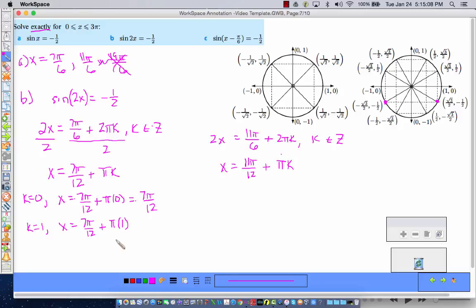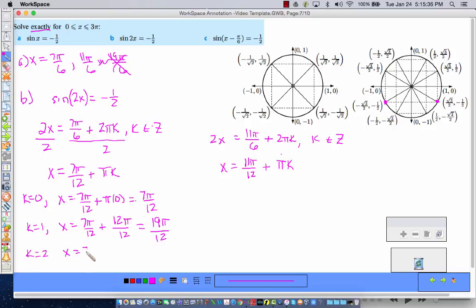Well, in order to add pi with a fraction of 12, I can rewrite pi as 12 pi over 12. And 7 pi over 12 plus 12 pi over 12 is equal to 19 pi over 12. And 19 over 12 is still less than 3, so I'm still within the specified domain. So for k equals 2, same idea.